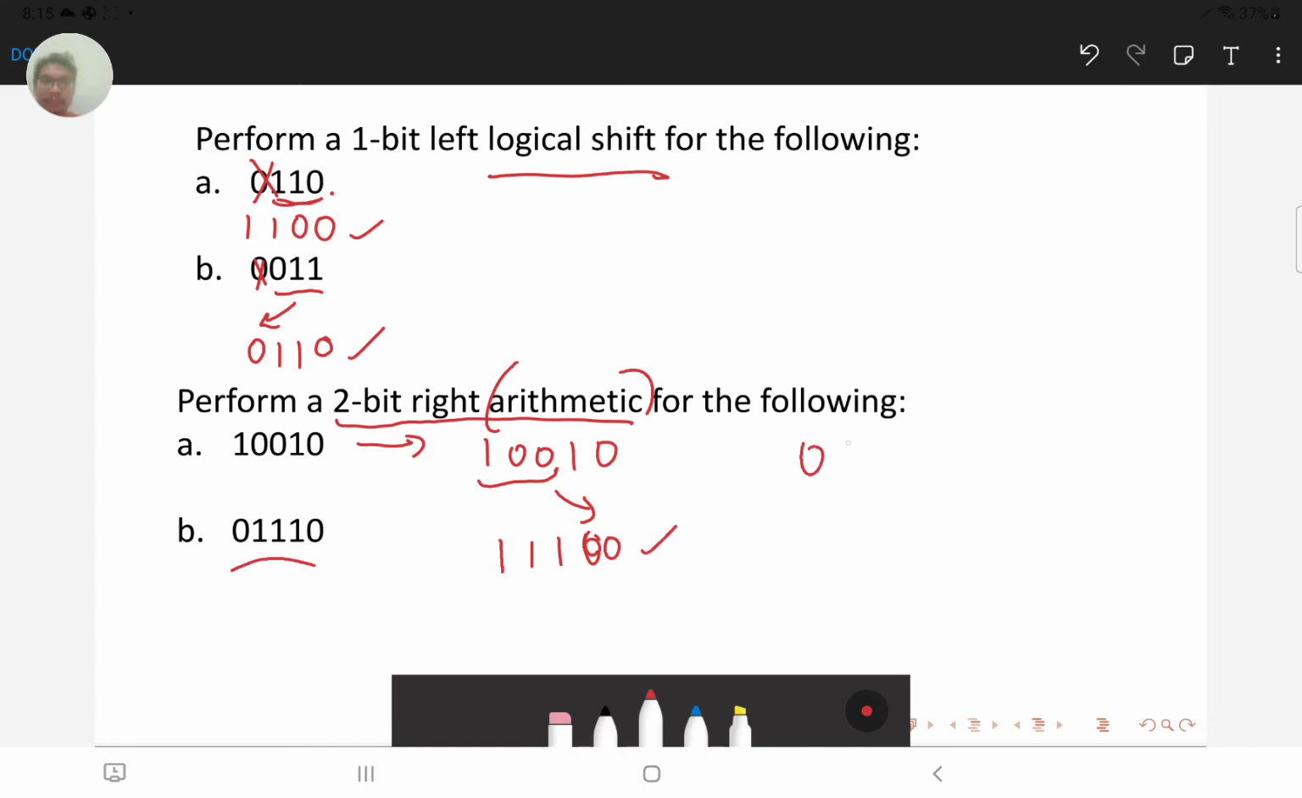So here is 0 1 1 1 0. We are going to do a 2-bit arithmetic shift, so we take this one and from the left side we transfer to the right. So 1 1 0. Since the MSB is 0, we are going to put 0 0, and this is your final answer after shifting 2 bits to the right side.